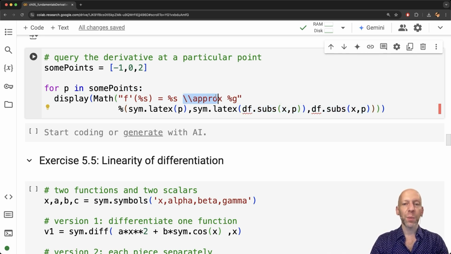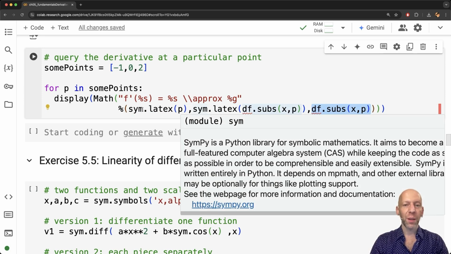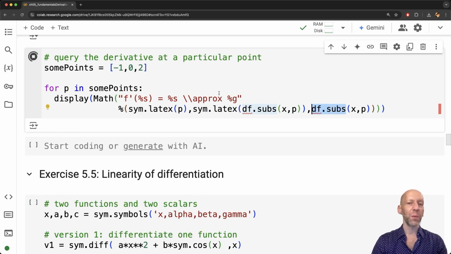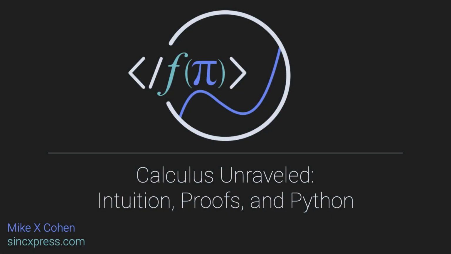And then I'm saying it's approximately equal to this value. Notice here I have %s for interpolating a string, which is LaTeX. And here, this is %g because I'm replacing x with a, or this placeholder here with a number. So here I'm saying sim.latex to get LaTeX code. LaTeX code here, this is literally just a number as the result of substitution. Okay, and then we see what that looks like here.